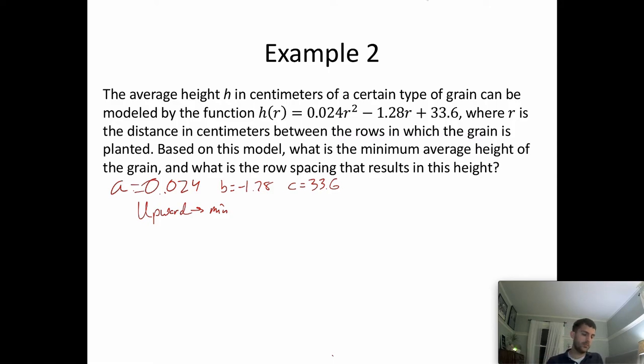So going through the same process, let's start finding the axis of symmetry. So we got x equals negative b over 2 times a. We got negative 1.28 divided by 2 times 0.024. Cleaning that up a little bit, we got a double negative there, so it's going to be positive 1.28 over 2 times 0.024, which is 0.048.